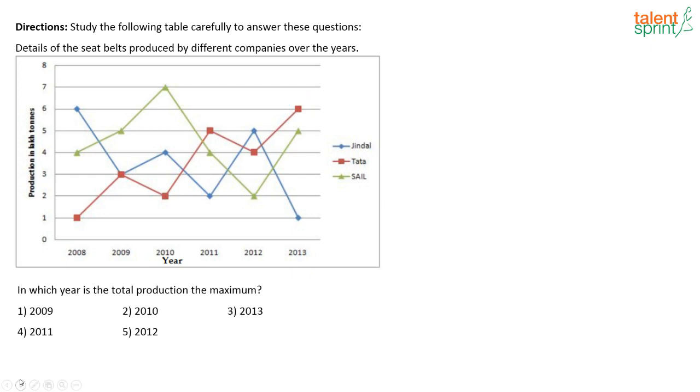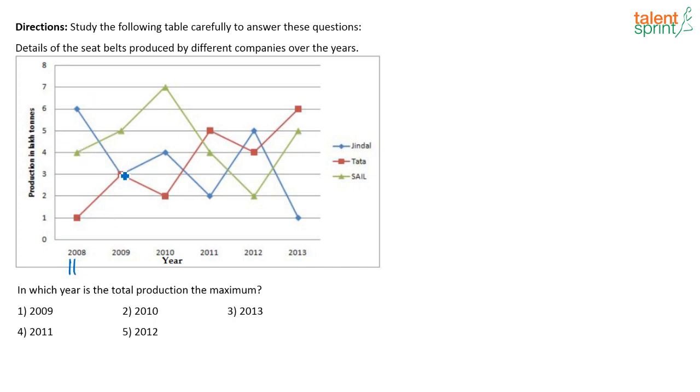So in which year is the total production maximum? See, this alone has a little bit of calculation involved. All the other questions in this set were like a one-step answer. Here you just have to add and give the answer. It's easy here also, but then you have to add. In 2008, what was the total production? In 2008, the total production was 1 plus 4 plus 6 or 11 lakh tons.